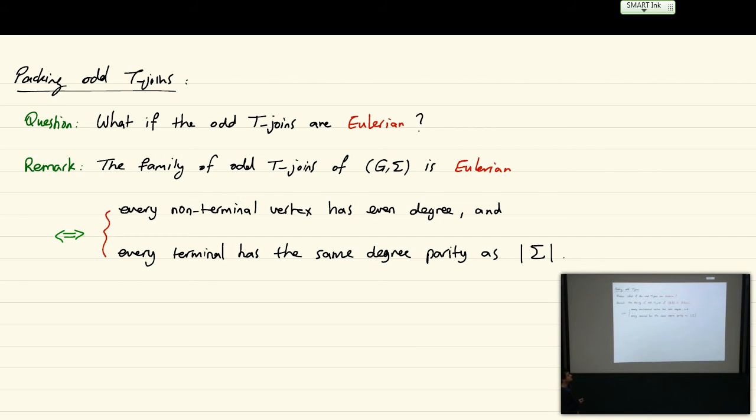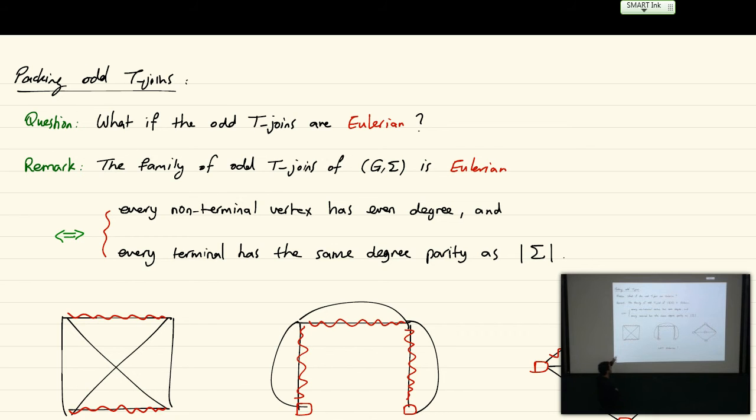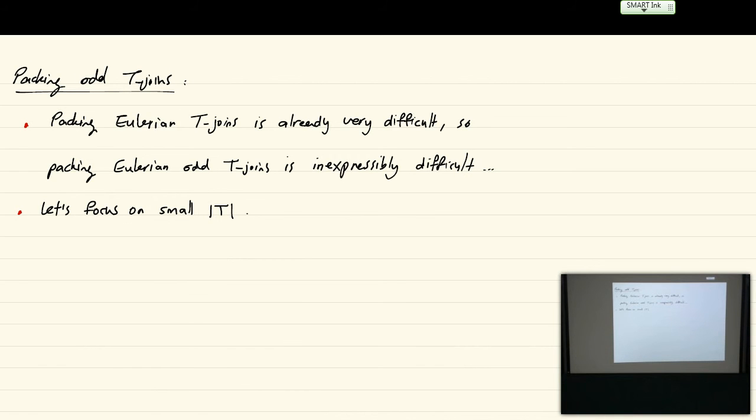A family of odd T-joins is Eulerian if and only if, quite similar to before, every non-terminal vertex has even degree. And this time, you want every terminal to have the same degree parity as the cardinality of sigma, the number of odd edges you have. So being Eulerian is quite easily understood. And it won't take you long to figure out that none of these 3 are Eulerian. For instance, here every vertex has even degree, but the terminals have even degree while I have 3 odd edges. So that won't work.